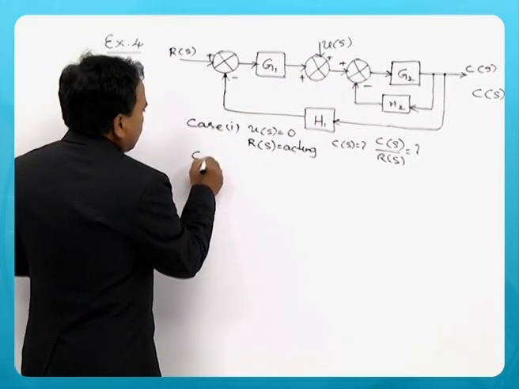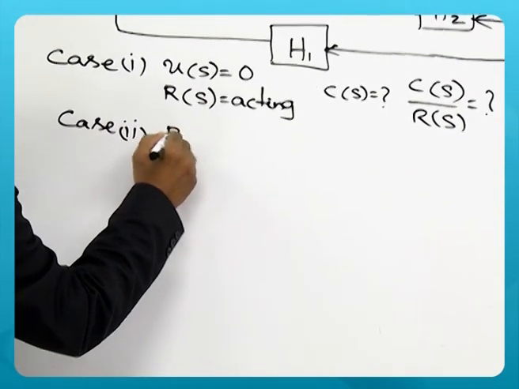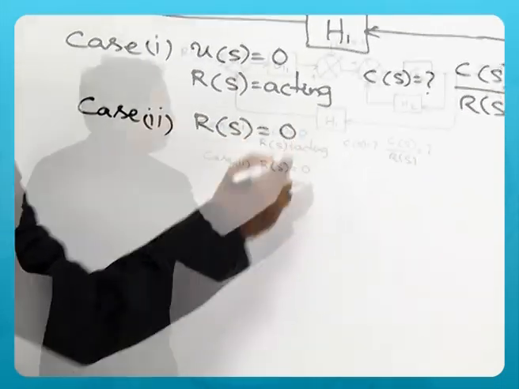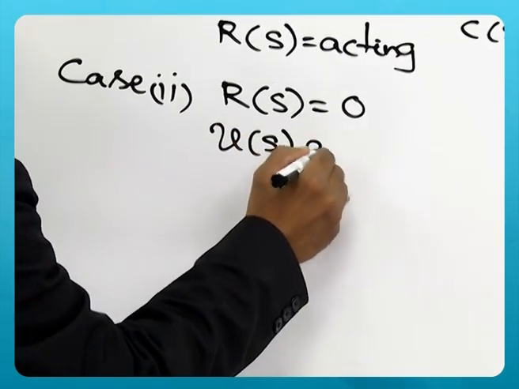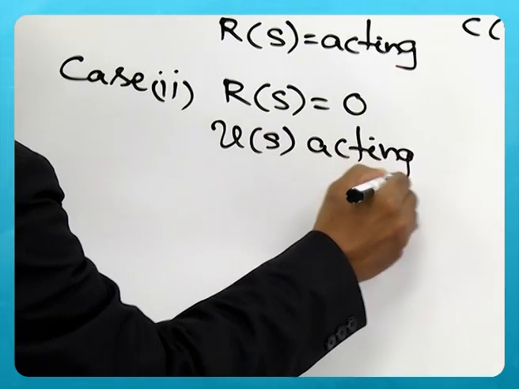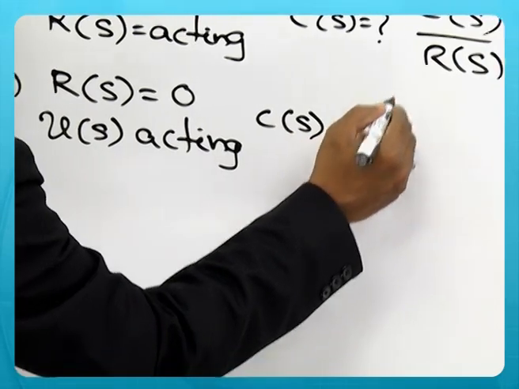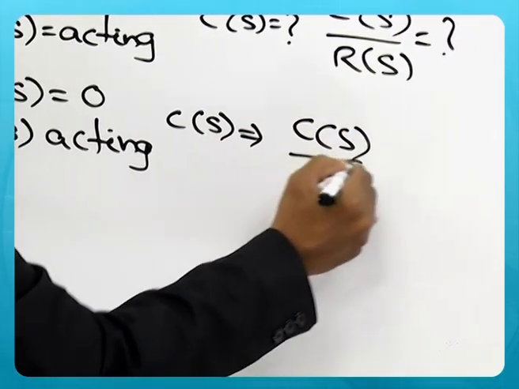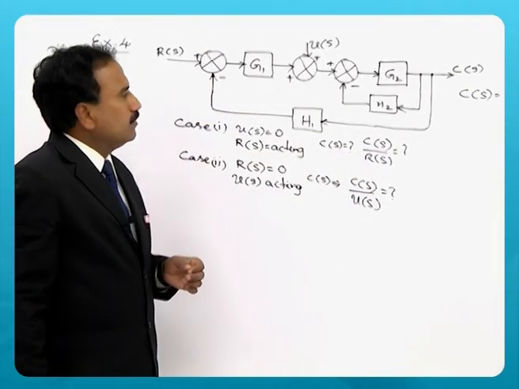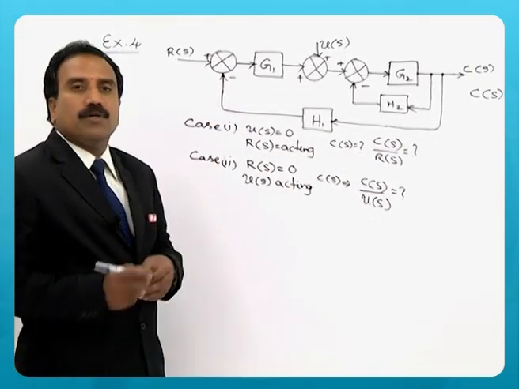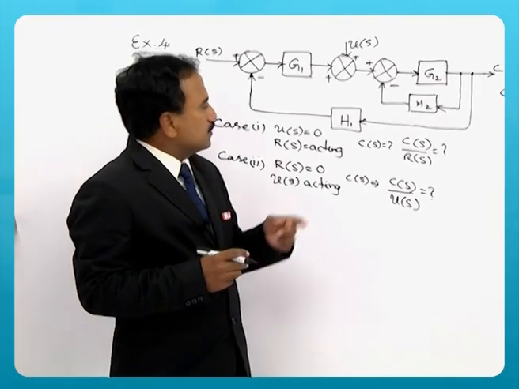And second case, R of s is made 0 and U of s is acting now. Then again find out C of s. For this you need to find out C of s by U of s. So you can find out finally the response when both sources are acting simultaneously, C of s.